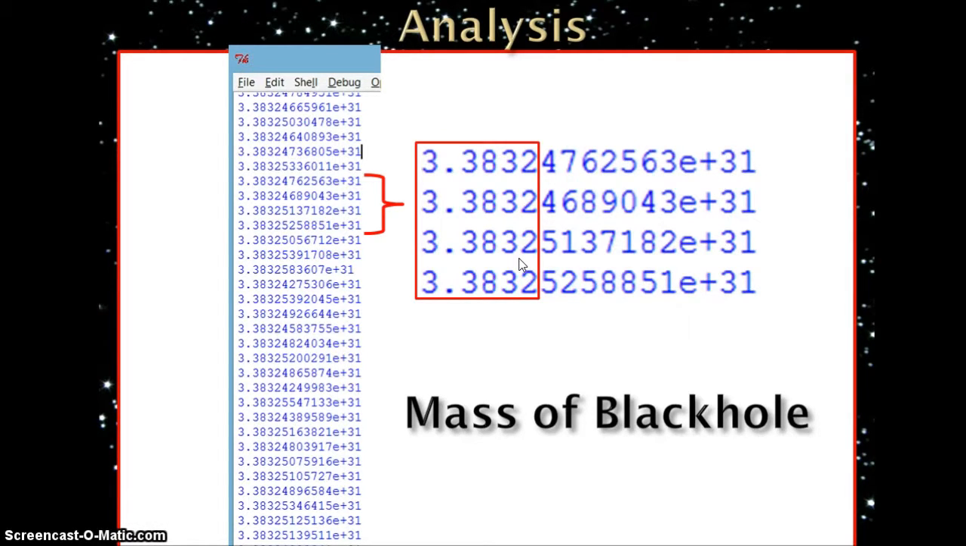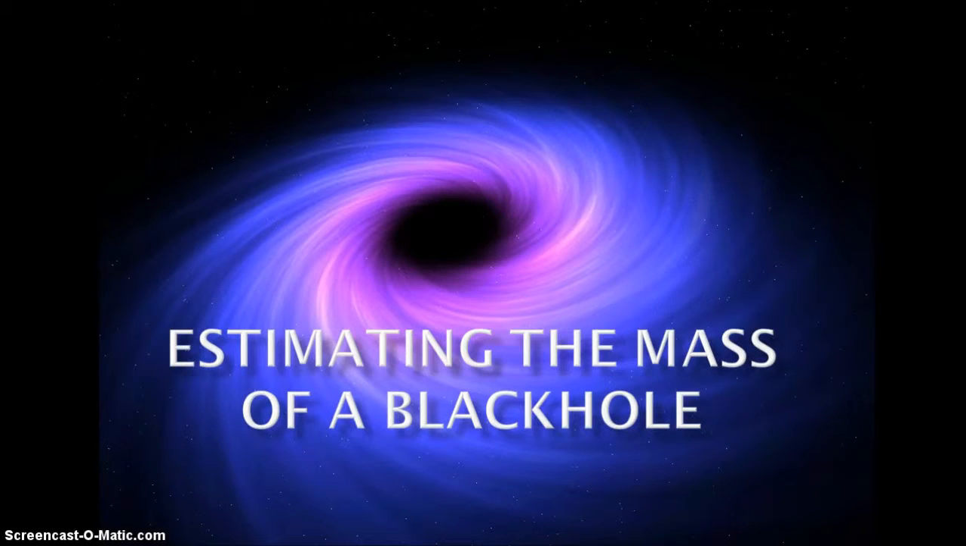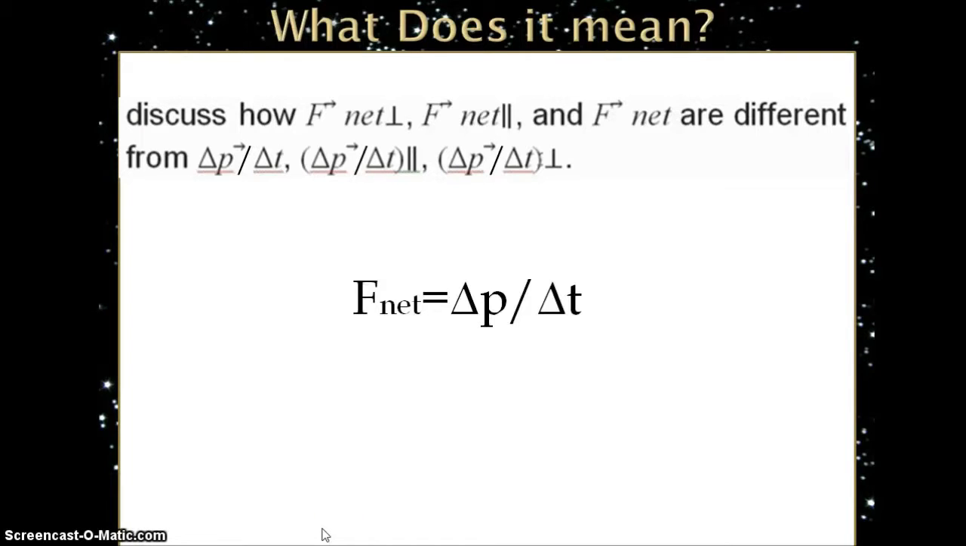To make an even more precise measurement, we could have made the time interval between the observations of the star's position even smaller. In conclusion, we can use fundamental physics principles, including Newton's second law and Newton's law of universal gravitation, along with observations of a star's motion as it interacts gravitationally with a black hole, to make a good approximation of the mass of a black hole. Let's discuss some brief questions.